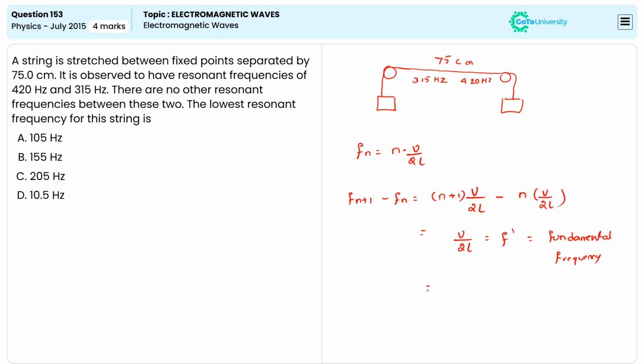Then, by substituting the values, v divided by 2l is nothing but 420 minus 315. The difference of this is 105 Hertz. So option A, 105 Hertz, is the right answer.